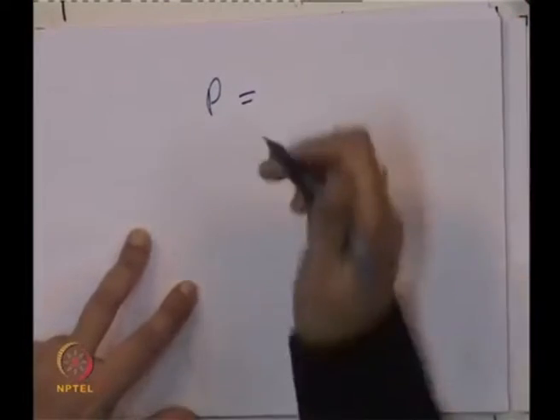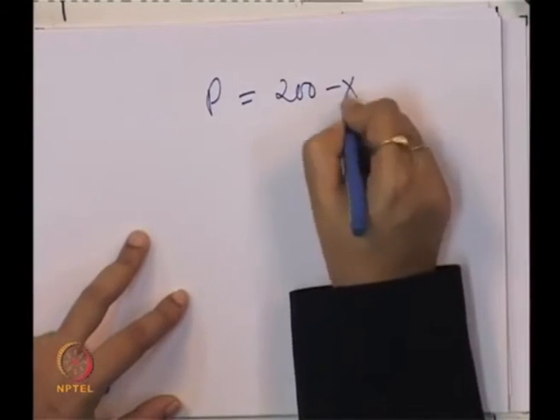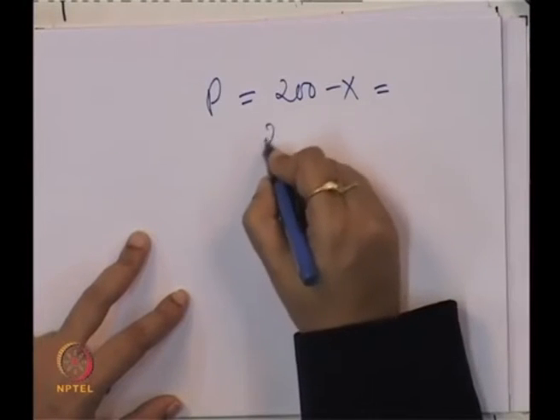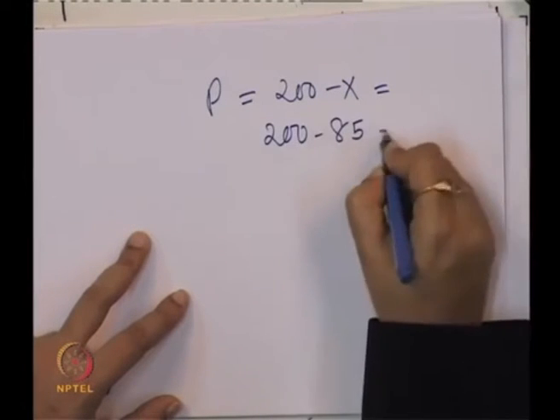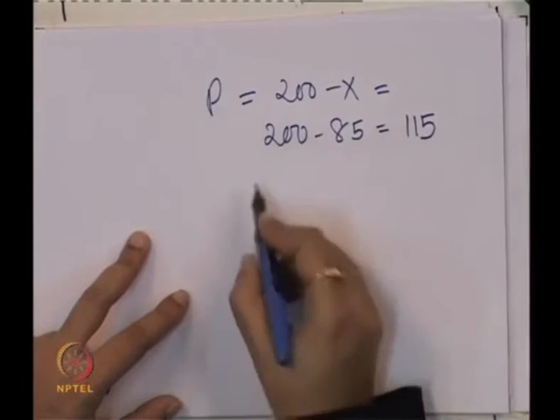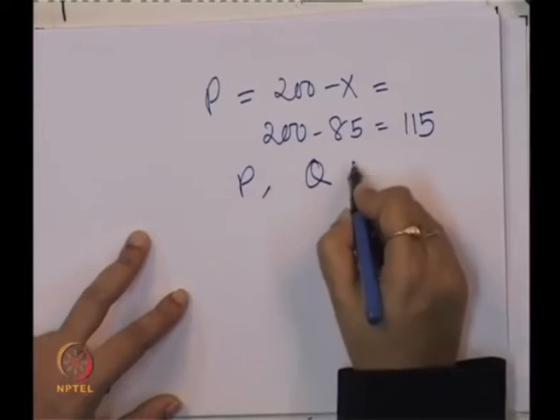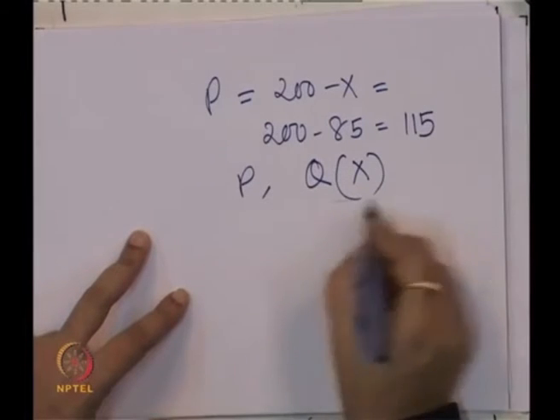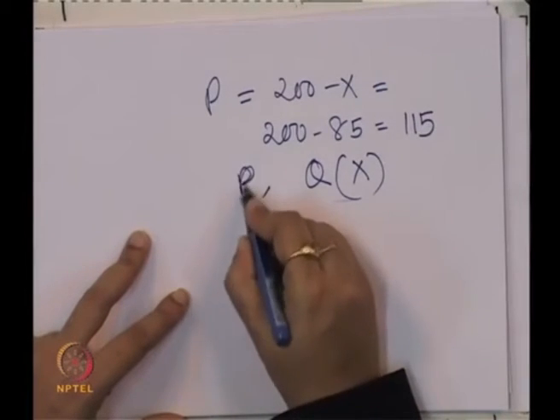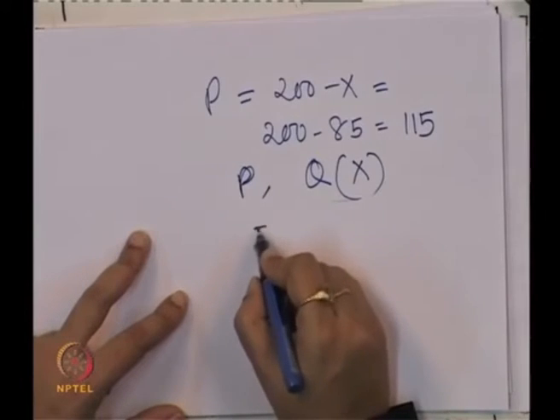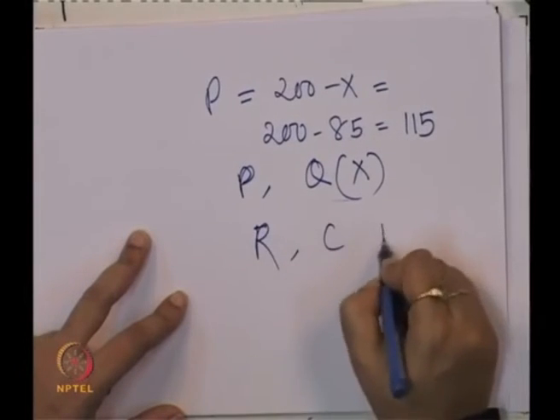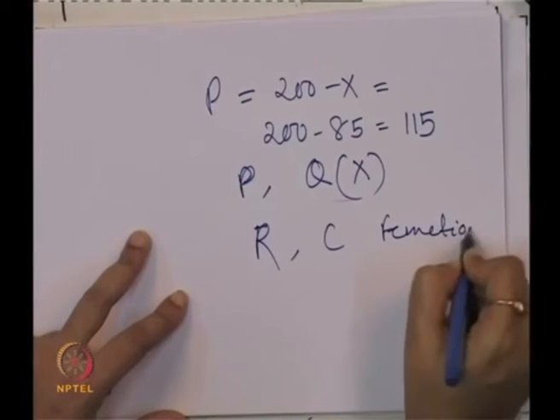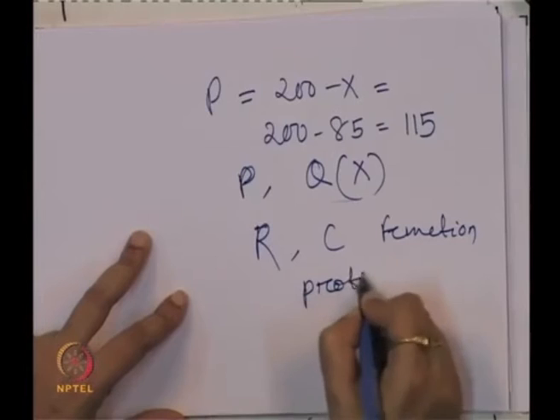Now, what is the price? In order to find the price, remember your demand equation, that is 200 minus x. So that comes to 200 minus 85, which is equal to 115. So we have the value of P and the value of Q in terms of x, and once we put the values of P and Q in our revenue function and cost function, we can get the value of the profit the firm gets.